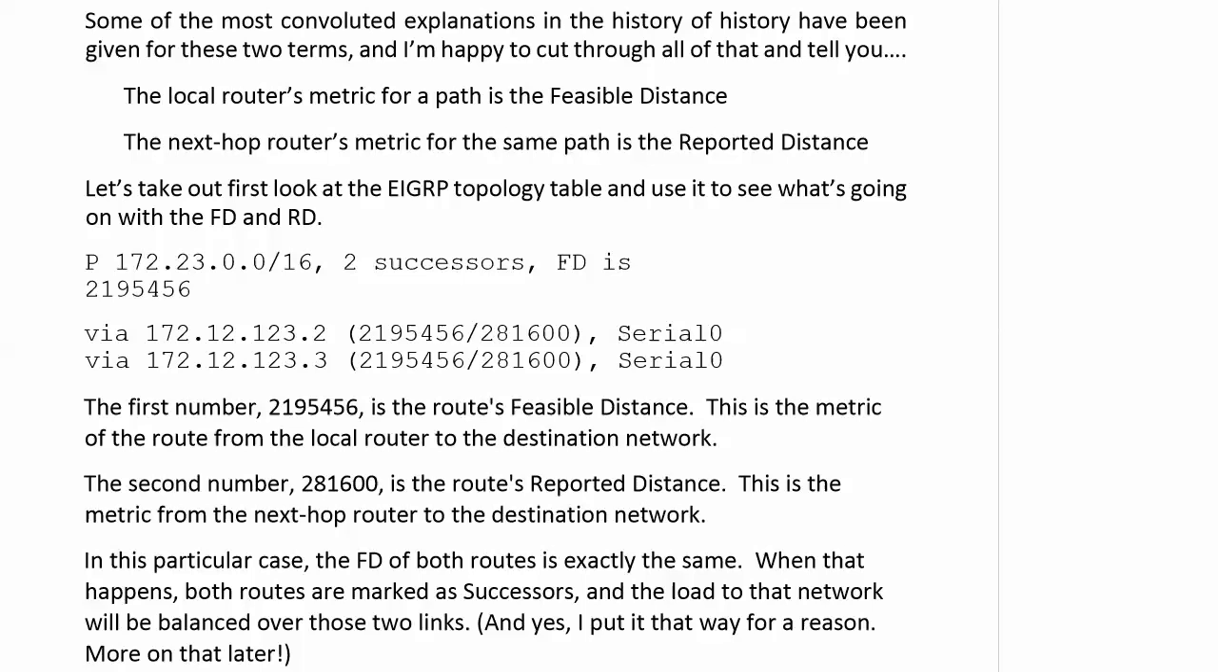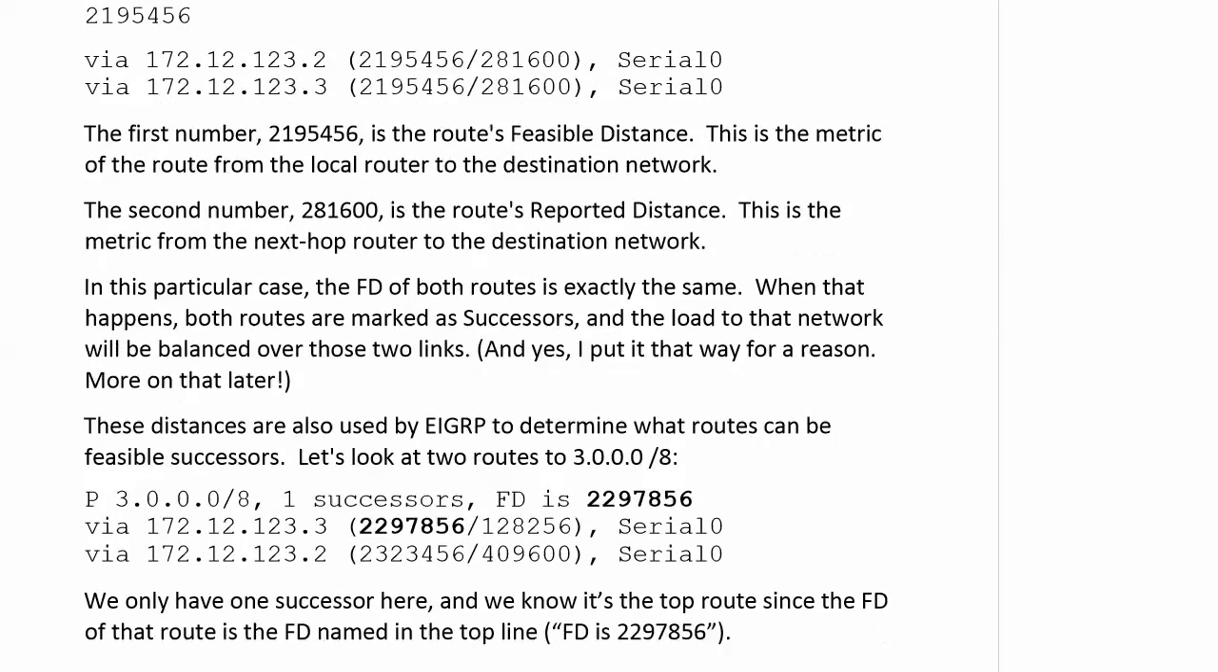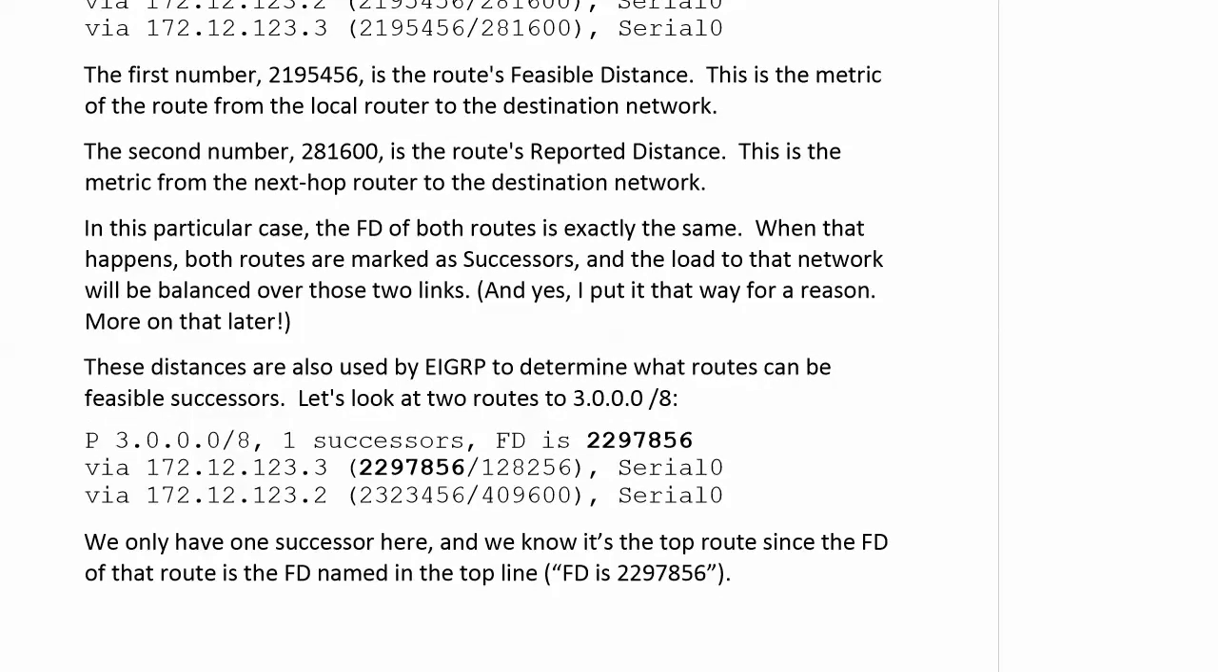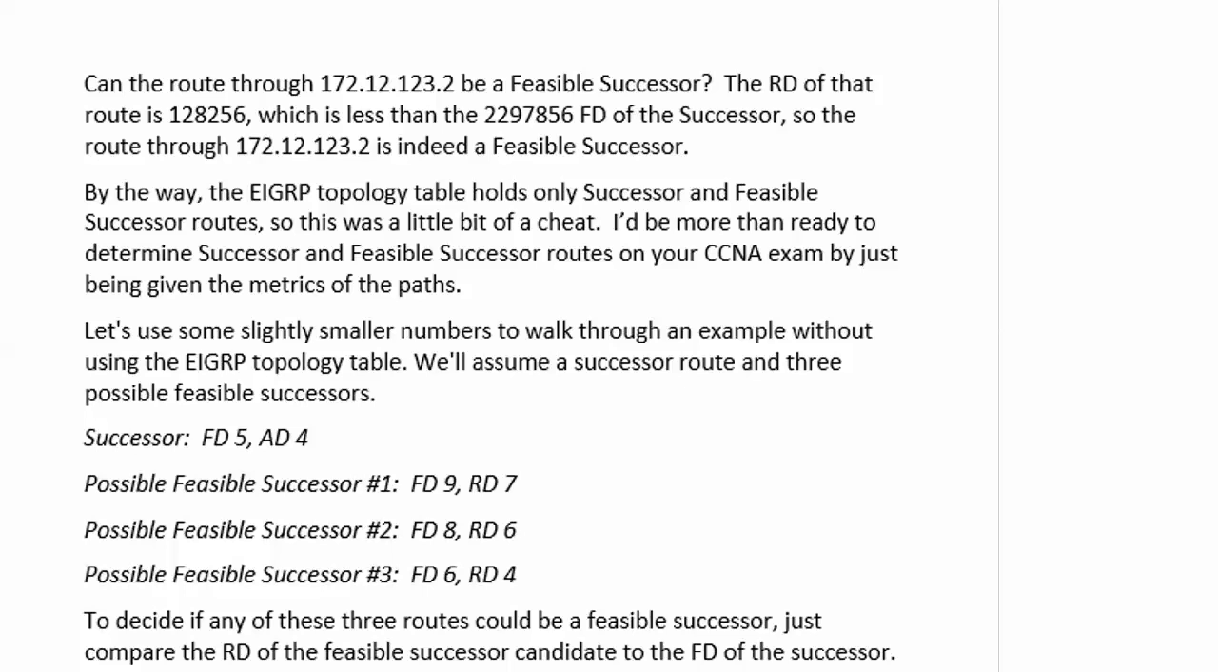And our FDs are already in the 7 digits, so you can imagine how big EIGRP metrics can get. Now, these distances are also used by EIGRP to determine what routes can be feasible successors. And now we're going to look at two routes to the 3 network /8. We've got the letter P again. That seems to be coming up a lot. We've got 3000/8, one successor, and then feasible distance is 229.7856. Now, we only have one successor here. We know it's the top route since the FD of that route is the FD named in the top line.